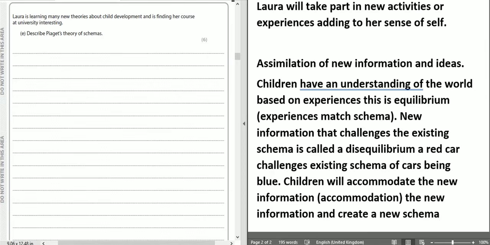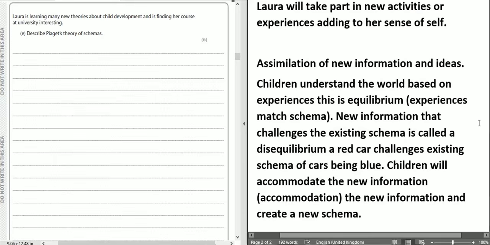So describe Piaget's theory of schemas, and this is how children learn. So we've got assimilation of new information, which is their understanding of ideas that children have. Children understand the world based on experiences. This is equilibrium, and experiences match the schema. New information that challenges existing schemas is called disequilibrium. A red car challenges existing schema of cars being blue. Children will accommodate new information, and then this will create a new schema. So this is the process that Piaget talked about.